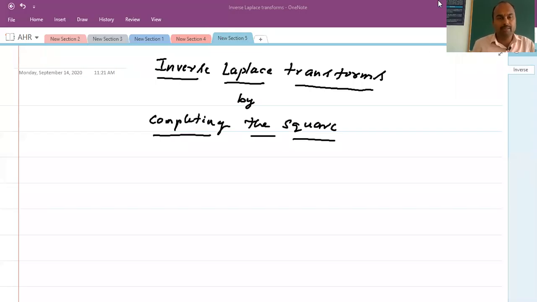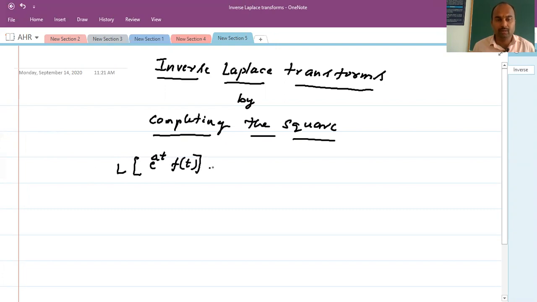So in this video, I will explain how to find the inverse Laplace transforms by using the completing the square method. For that, we know this property one of the Laplace transform, that is, Laplace transform of e to the power of at into f of t is F of s minus a. Now we have to find the inverse of this F of s minus a, that is, inverse of F of s minus a.